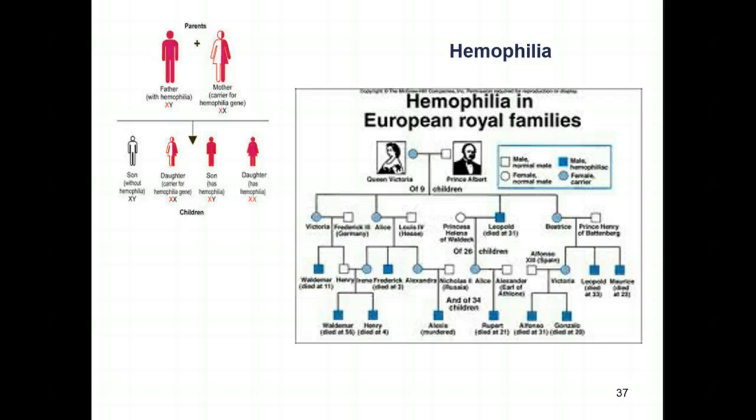A major characteristic of X-linked inheritance is that fathers cannot pass X-linked traits to their sons, but they can pass them to their daughters. On the other hand, women can pass X-linked disorders to their sons. This slide shows an example of hemophilia in European royal families.